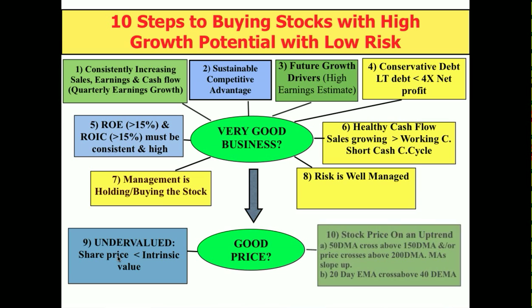The next criteria, always ensure that the stock price is on an uptrend. It's on a medium-term uptrend and a short-term uptrend. So the 50-day moving average must be above the 150-day moving average, and both moving averages should not be sloping down. Or the candle should be above the 200-day moving average with the 200 DMA sloping up. At the same time, you want to enter when the 20 EMA is above the 40 EMA. This gives you upward price momentum.